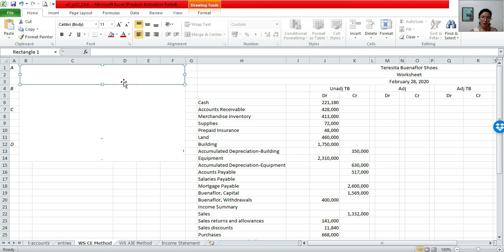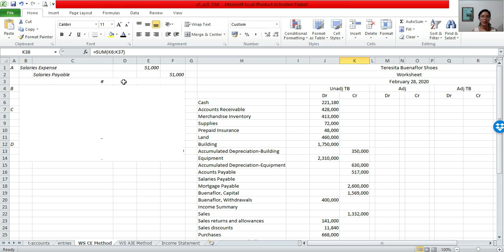And I think you very well know that the entry to this will be debit salaries expense for 51,000 and credit salaries payable for 51,000. So if you got that entry correctly, kindly give yourselves one check mark. All right, letter B, insurance coverage with premiums of 2,000 has expired at month end.